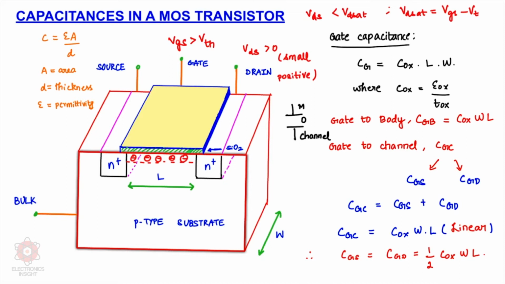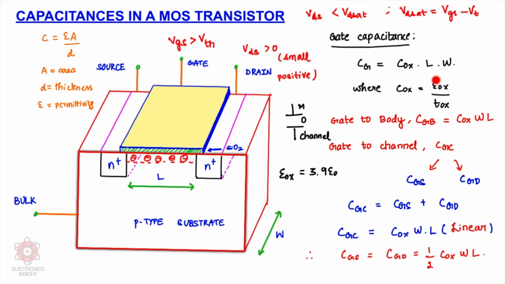Keeping this in mind, the first capacitance that we are going to find out is the gate capacitance, represented as Cg equal to Cox into WL, where Cox is nothing but epsilon ox by Tox. Epsilon ox is the oxide permittivity, which is 3.9 epsilon naught because we have used silicon dioxide here, and epsilon naught is the permittivity of free space, which is 8.854 into 10 to the power minus 14 farad per centimeter. With that in mind, we have obtained what is Cox.